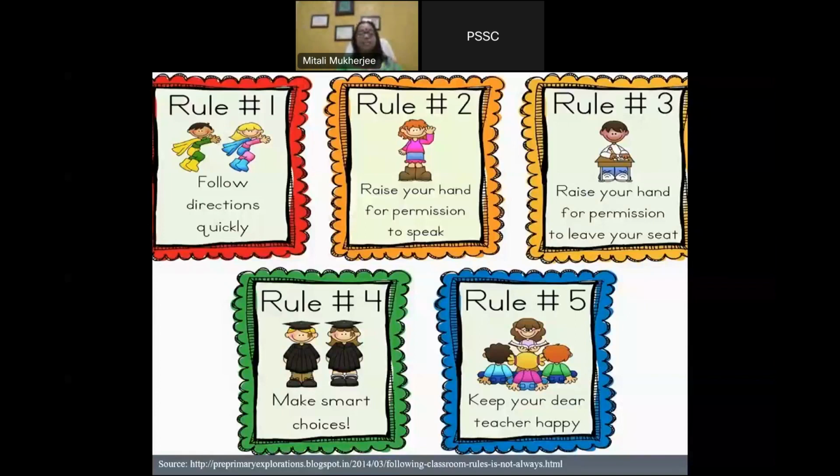And you can put your class rules decoratively in the classroom so that it reminds children.